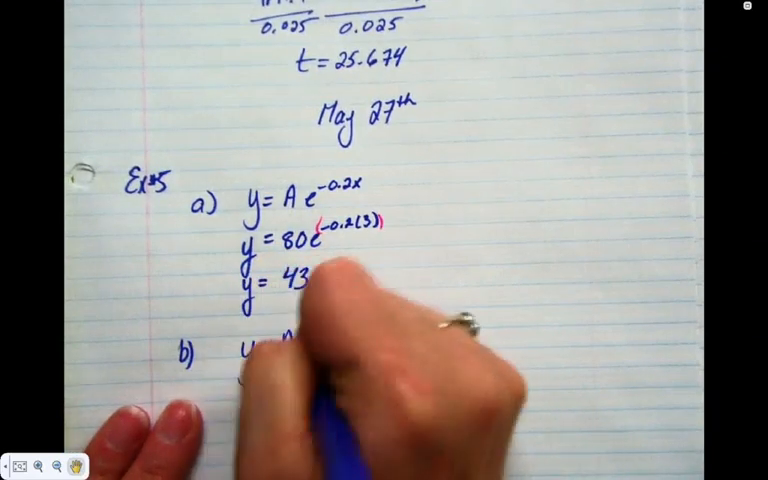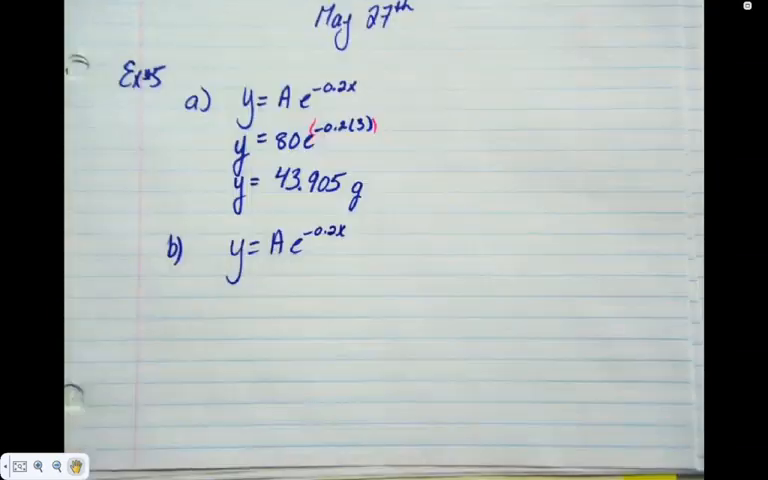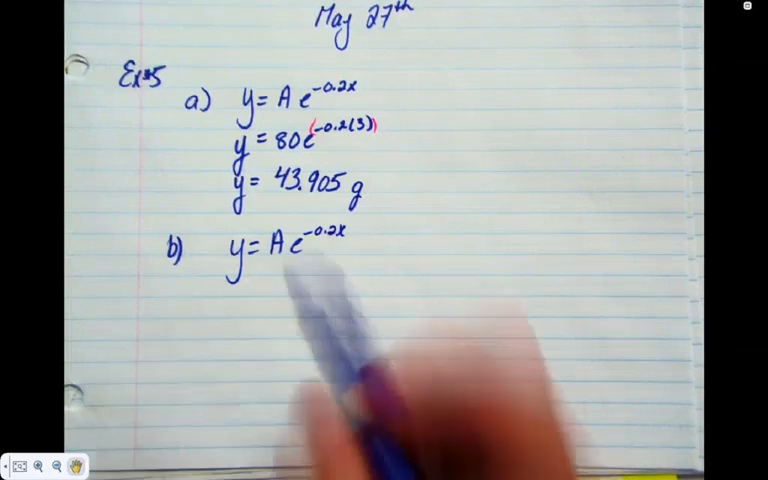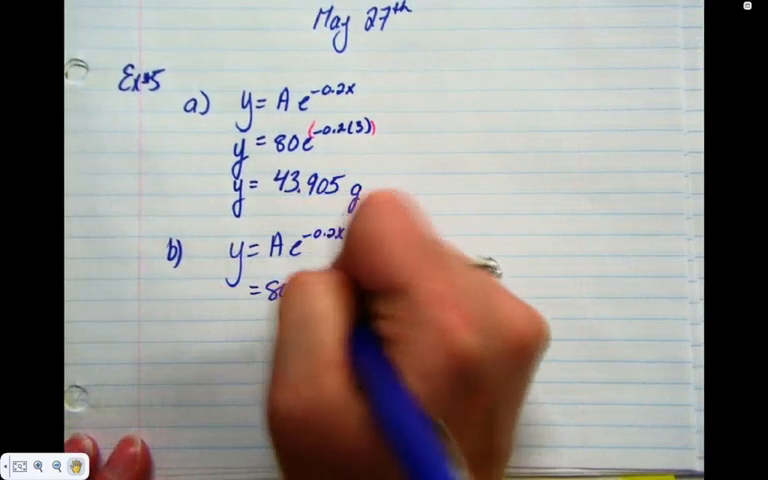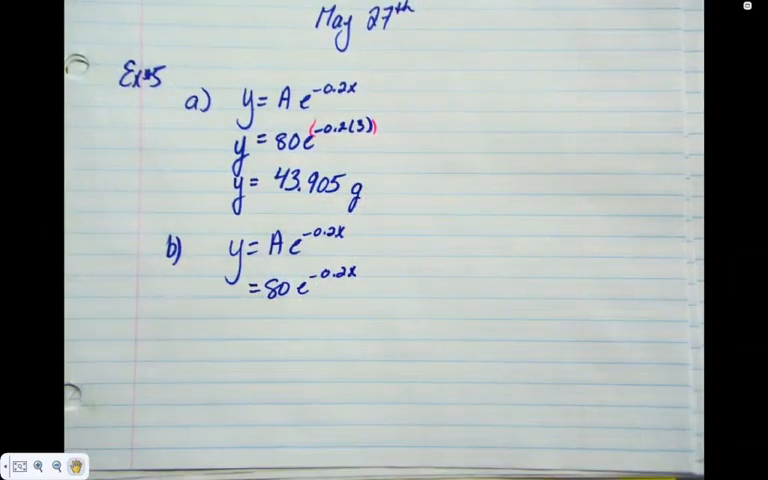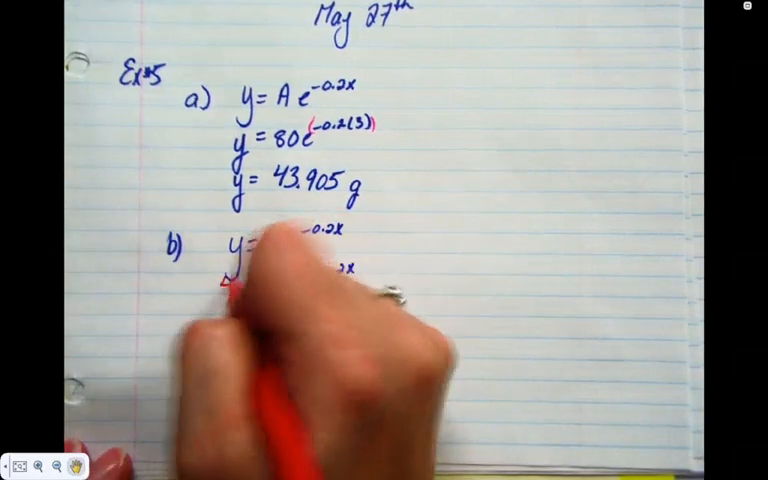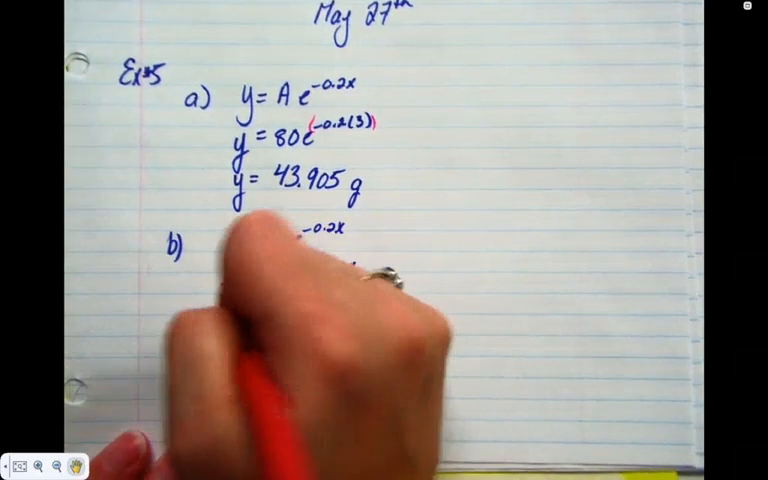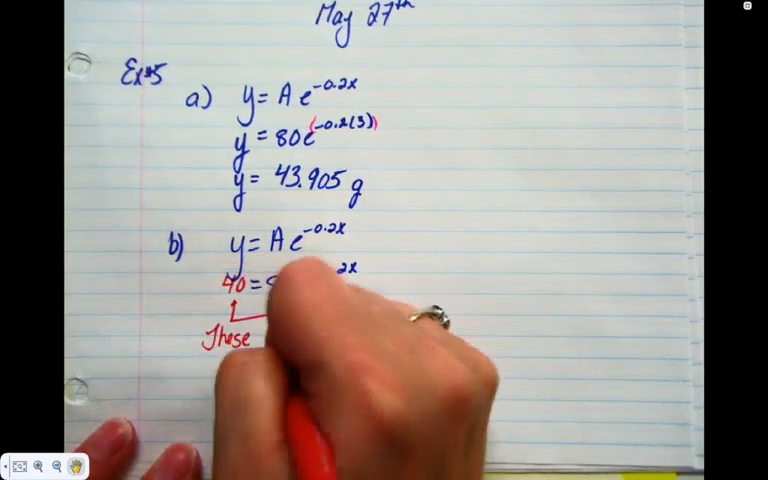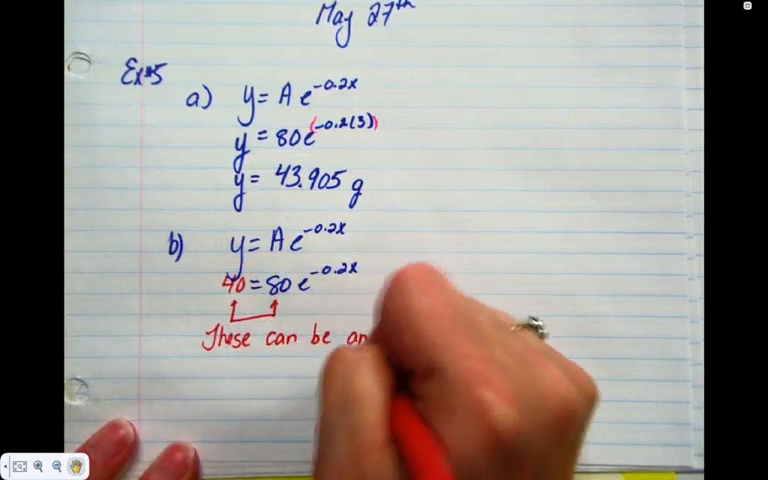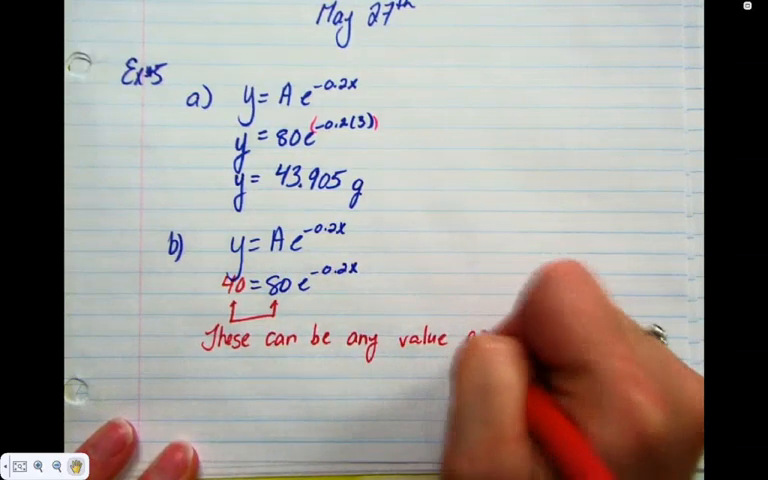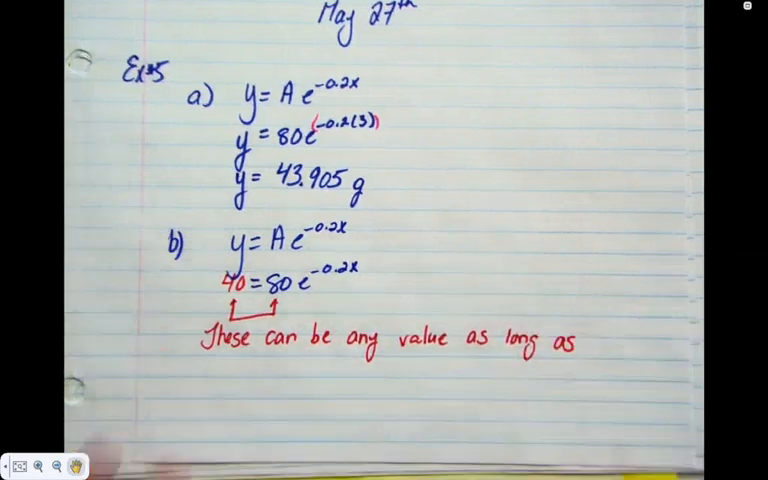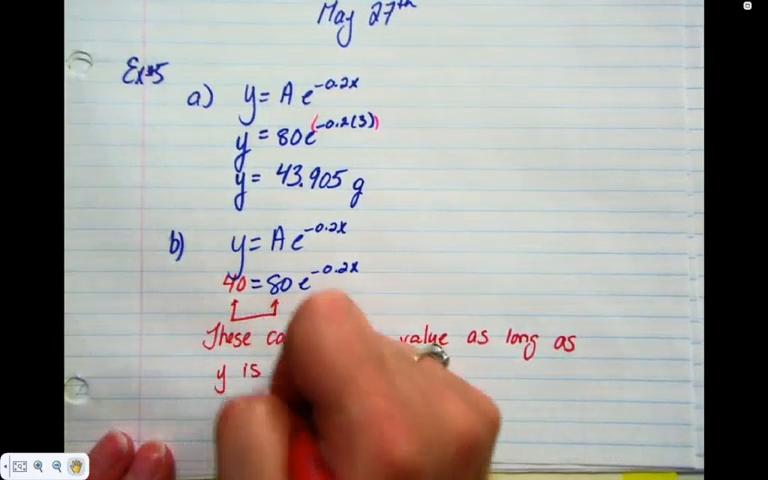So same formula from before. We can use 80 for A, but we don't have to. If we choose to use the 80 for A, what's our Y value? Okay, so let's just make a note. These can be any value, as long as Y is half of A.